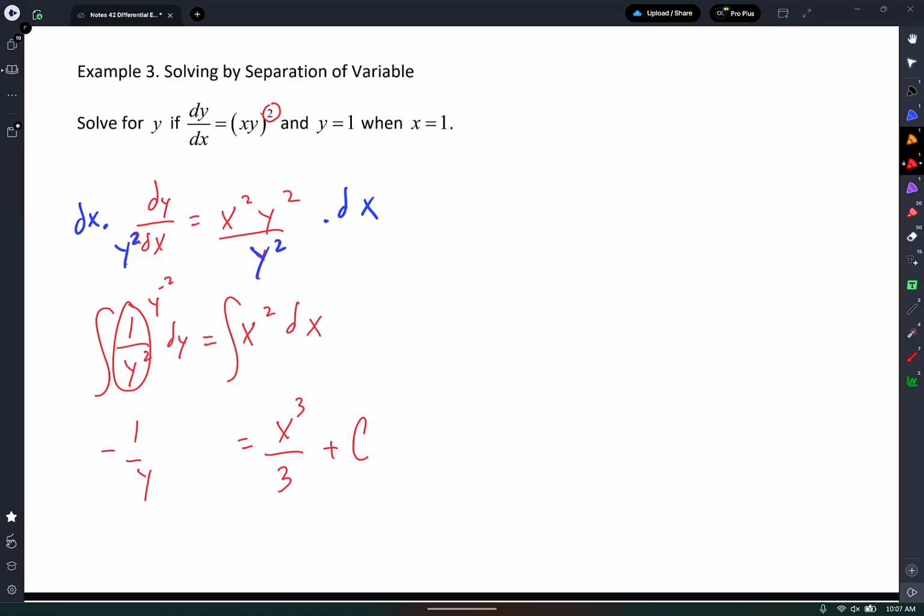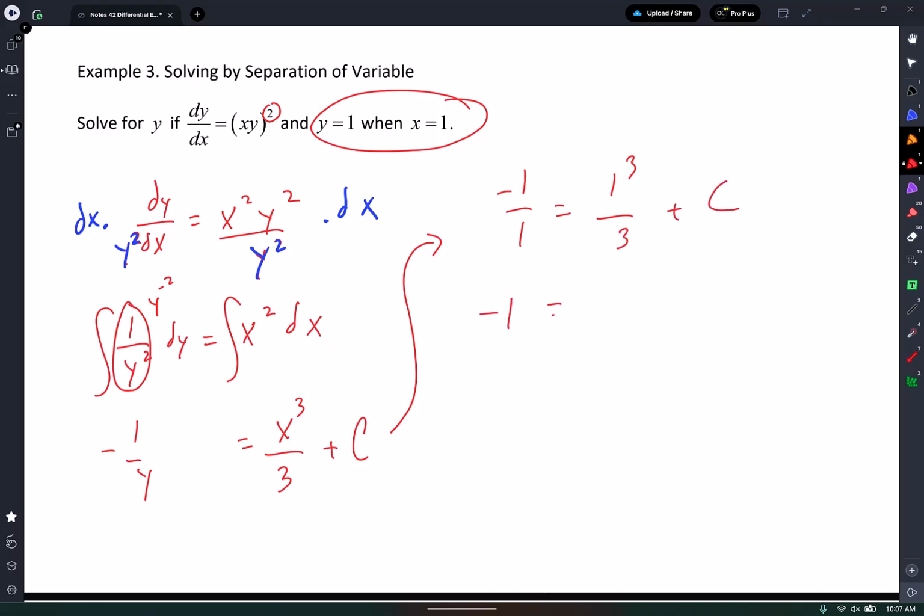So don't. All right. I like to solve for my C right here. Other professors and teachers might want you to solve for Y first and then solve for C. I think it's easier, this is my opinion, to just hit it right here. Does that make sense to you? So I'm just going to plug in right off the bat. X is 1, Y is 1, so I'm going to go negative 1 over 1 equals 1 cubed over 3 plus C.